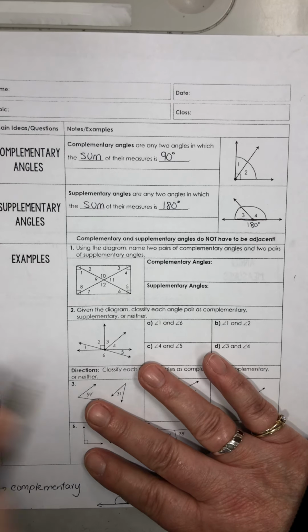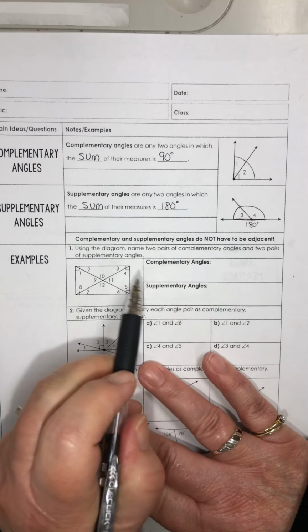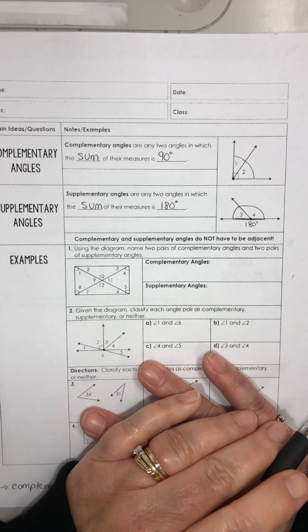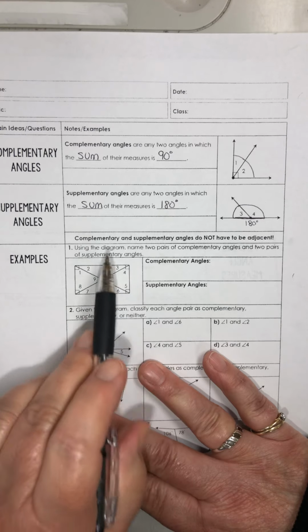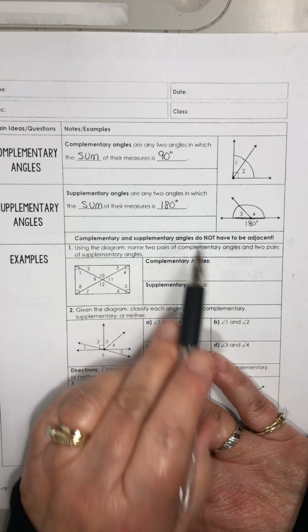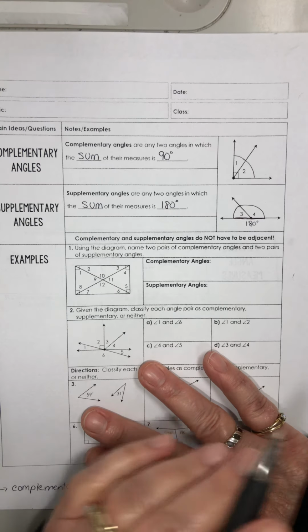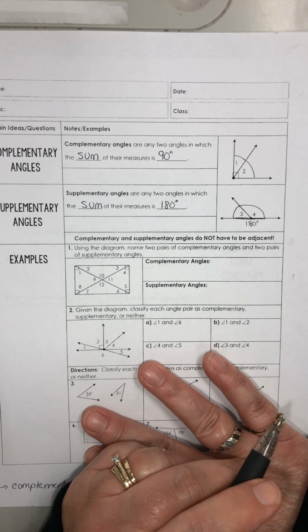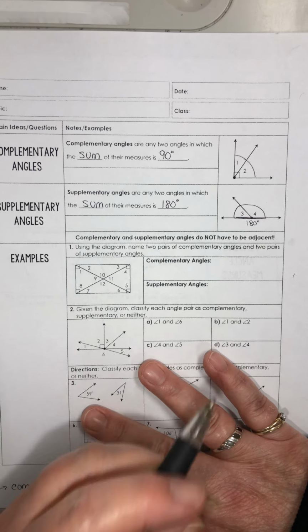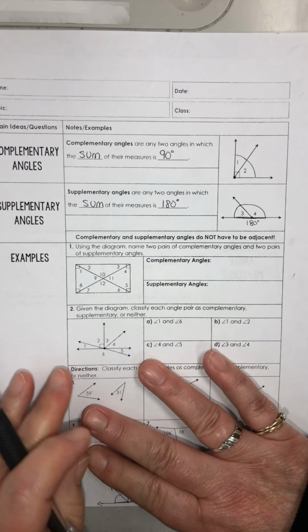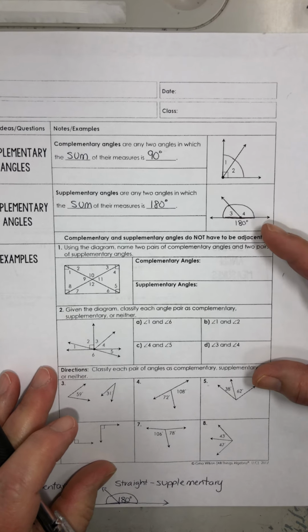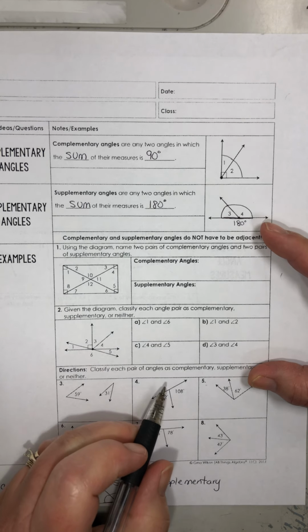Using this diagram, it says we're going to name two pairs of complementary angles and two pairs of supplementary angles. And right before that, there was a key thing they wanted to point out. Complementary and supplementary angles do not have to be adjacent. They don't have to be next to each other to be complementary. We just have to know when you add two angles together, you get 90 or 180. Okay, so a lot of times they are next to each other, but not always.